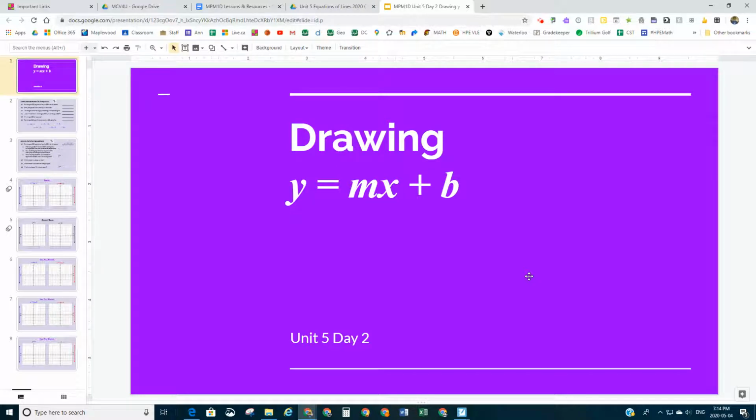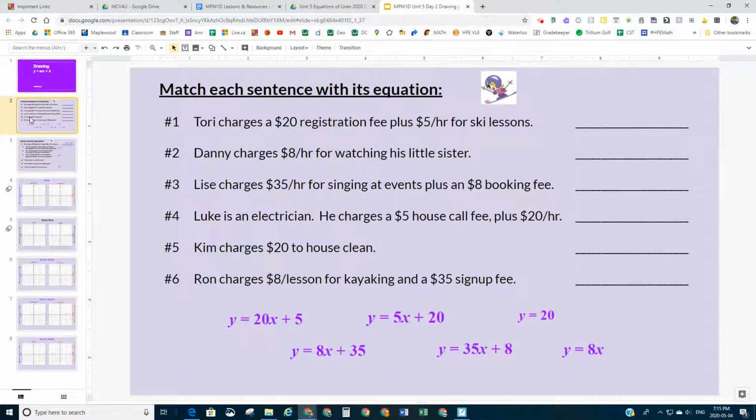Before we get into drawing, though, let's just do a quick little review. I'm going to get you started, but I'm going to ask you to complete this. So just making sure we're comfortable with the y equals mx plus b and how they relate to scenarios. I've got 6 different scenarios here and 6 different equations at the bottom. When you get this file, I want you to grab the appropriate equation and put it in the appropriate spot. I'll do the first one with you.